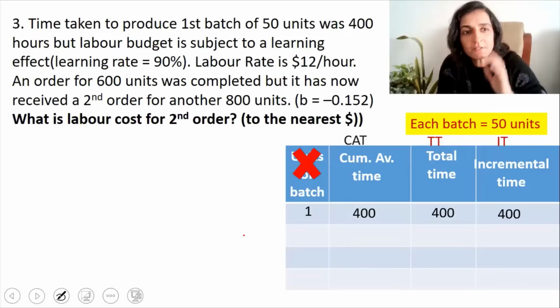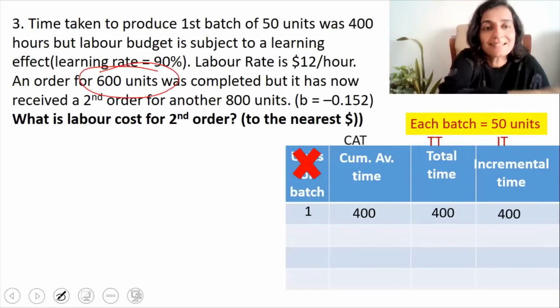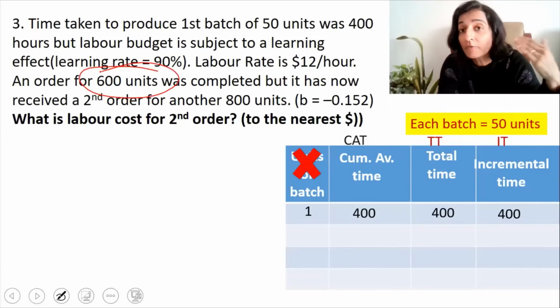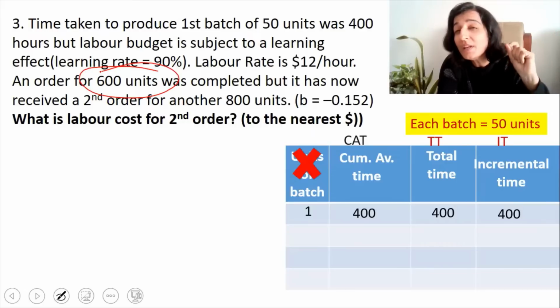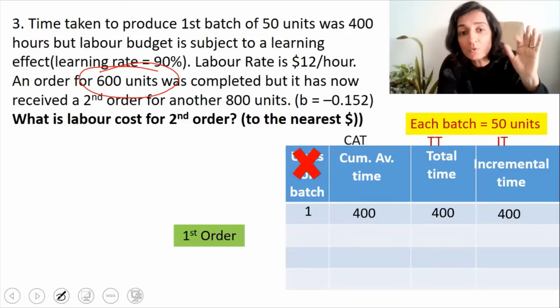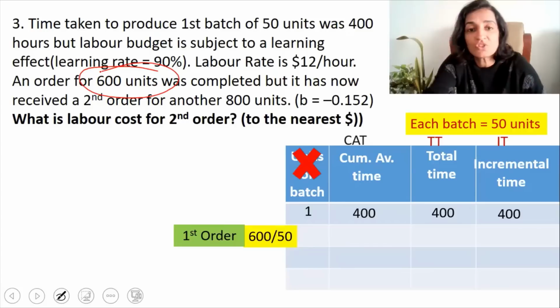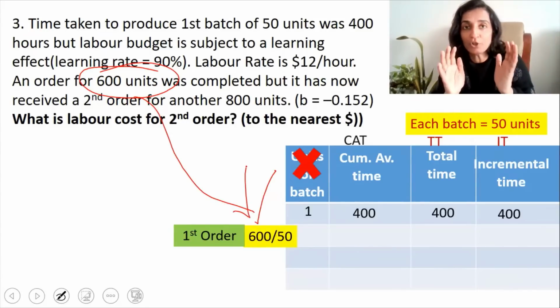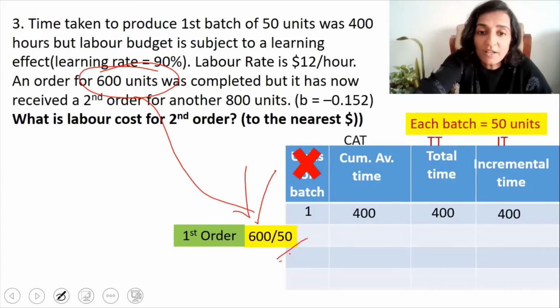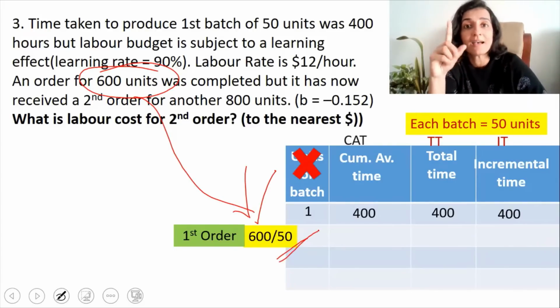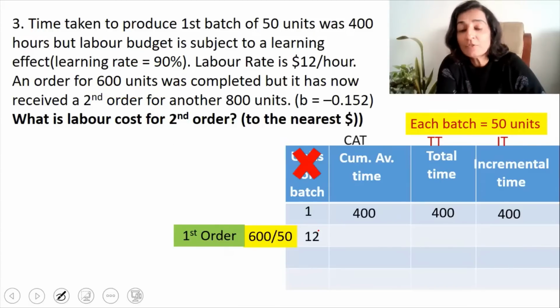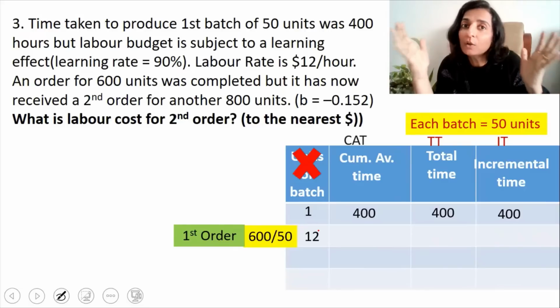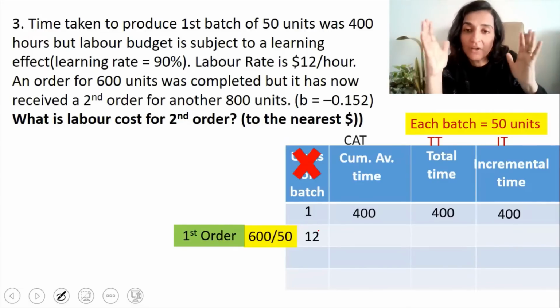Now we know that the first order was for 600 units. For making 600 units, how many batches are required? So for the first order, the number of batches which is required is 600, that is the total number of units that is produced for the first order, divided by 50 units, that is the units per batch. So we will get the number of batches, which means that for the first order, 12 batches had to be produced. Only then we will get a total quantity of 600 units.